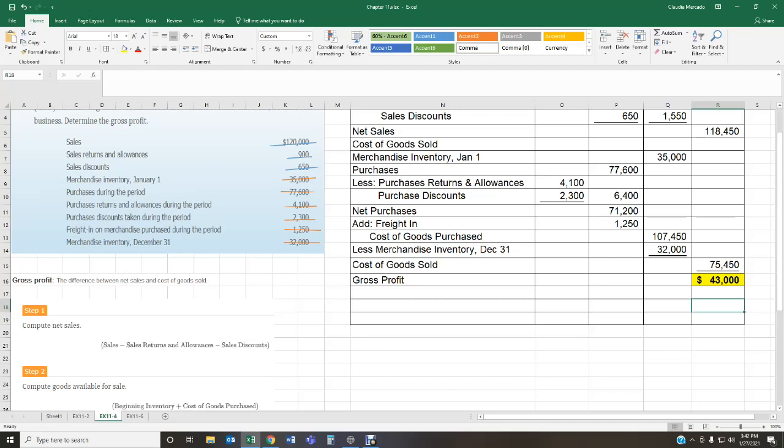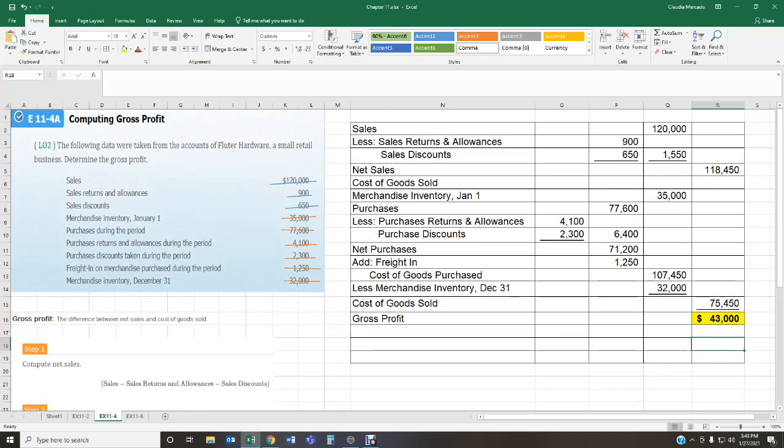You deduct your ending inventory, whatever you have sitting in the warehouse, and that will let you know how much you have of cost of goods sold. How much did you actually sell? And then once you know how much you sold, you can compare the amount of your net sales minus the cost of goods sold, and that's going to give you the profit. So you spent $75,450 on the goods. You were able to sell it for $118,450, making a gross profit of $43,000.